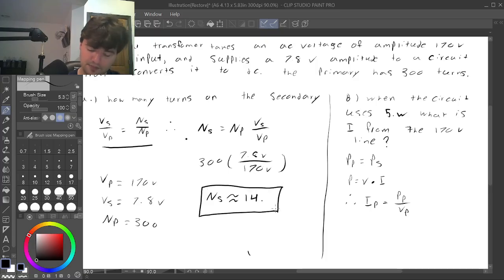Now for question B, it asks, when the circuit uses 5... I keep looking over here because this is where I'm recording, but my camera's over here.